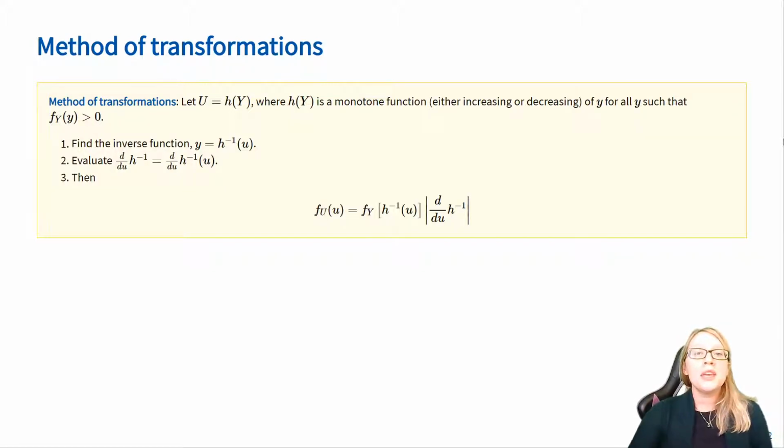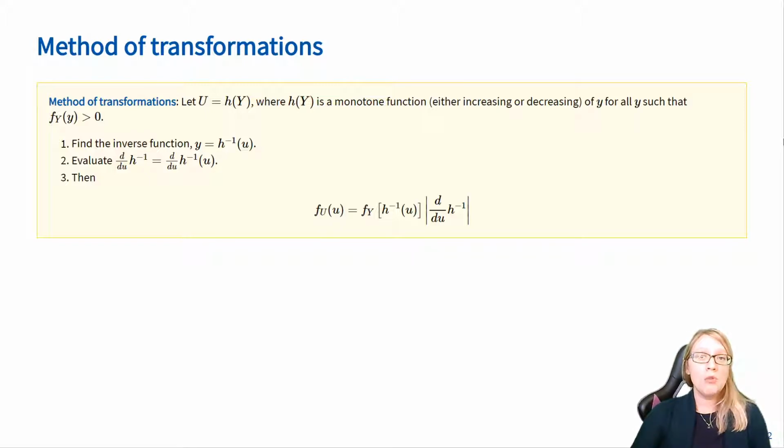We'll let U be h of Y, where h of Y is a monotone function, either non-increasing or non-decreasing. It can level off at some point. That is legal for these types of transformations, such that the density function f of y is greater than 0.